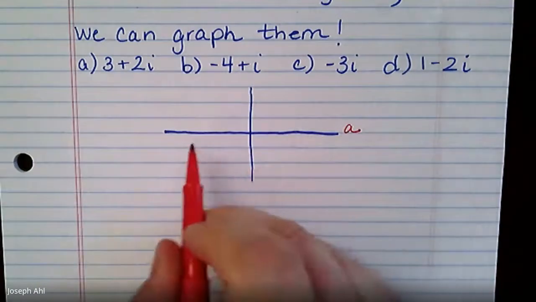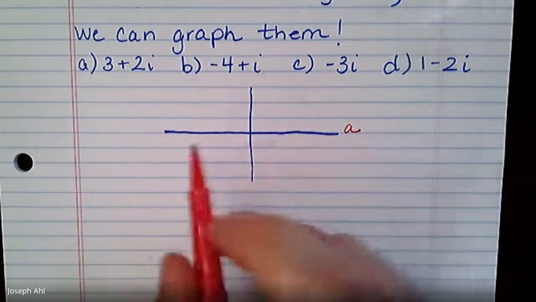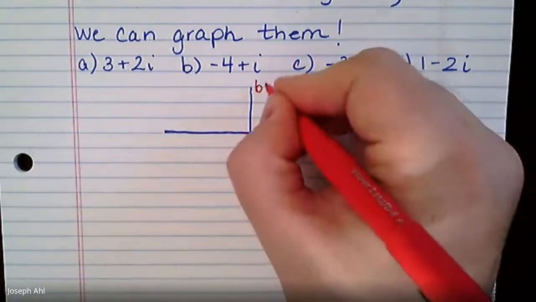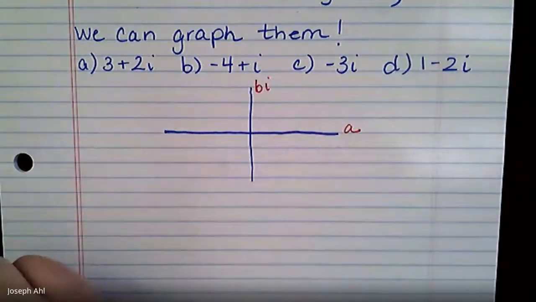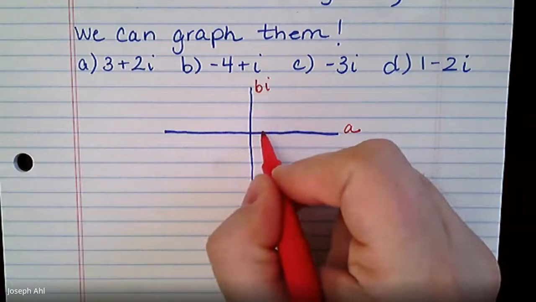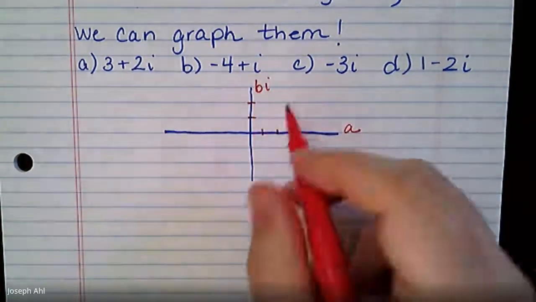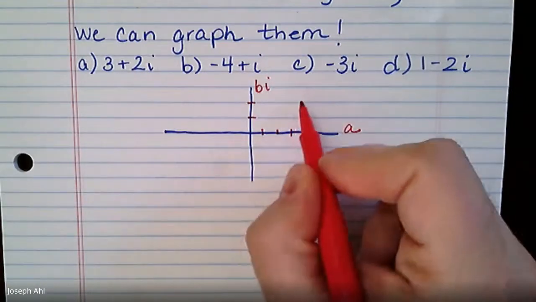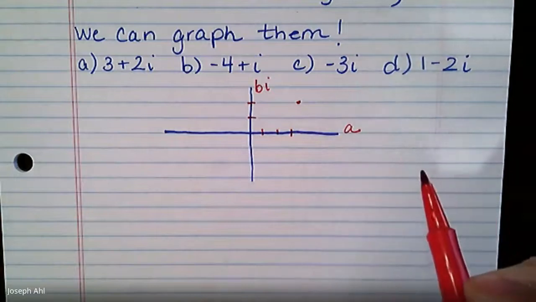I'm going to call the x-axis, the horizontal axis, the a-axis. This is going to be where we account for our real numbers. And then I call the vertical axis the bi-axis. This is what we'll use to account for the imaginary piece of these complex numbers. So if we think about 3 plus 2i, we have to go to the right 3, in the positive direction, and then we have to go up 2. So it sort of has a correspondence with the coordinate (3, 2) in the xy coordinate plane.